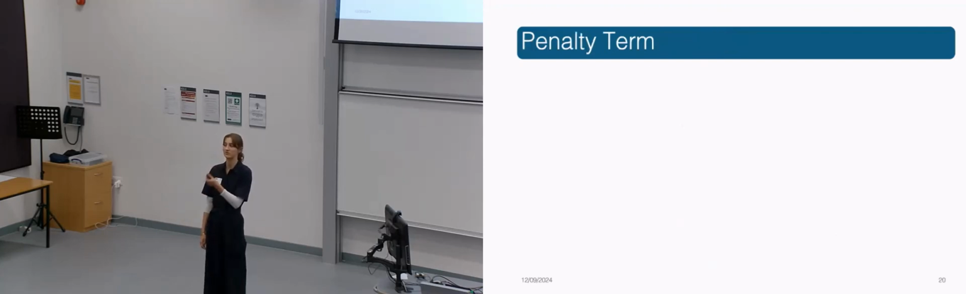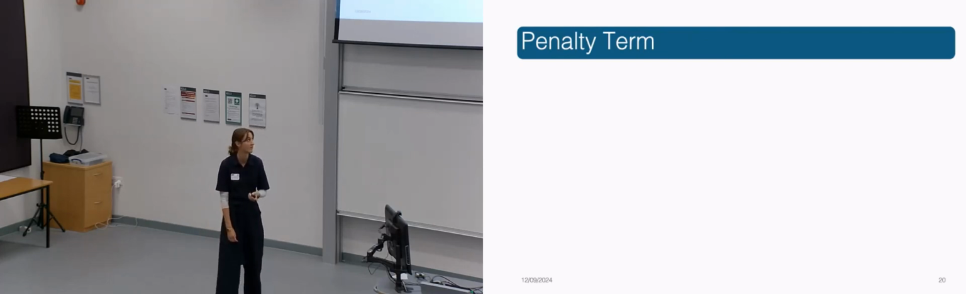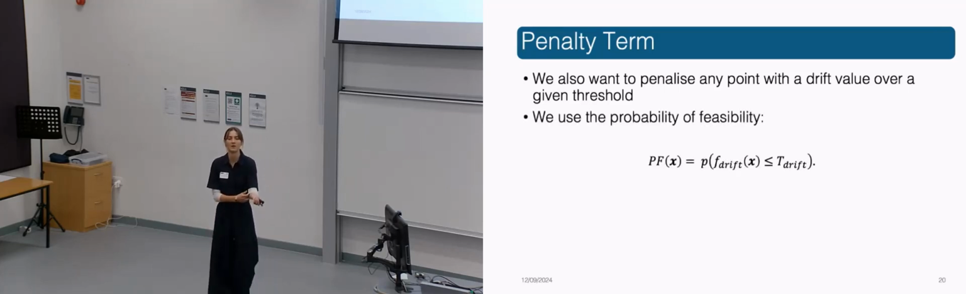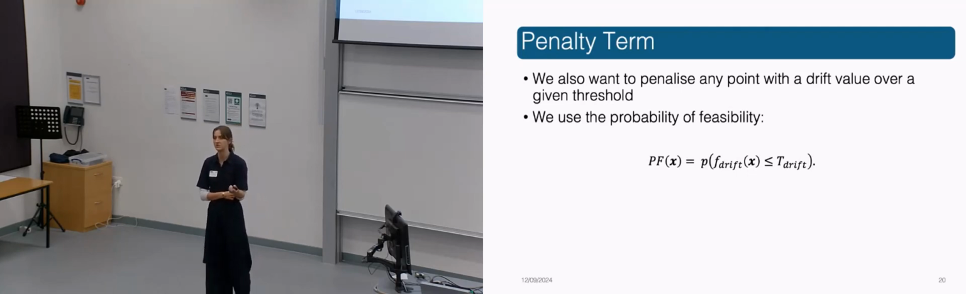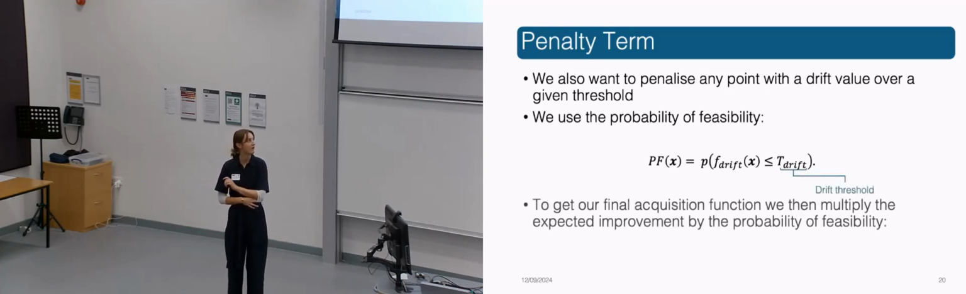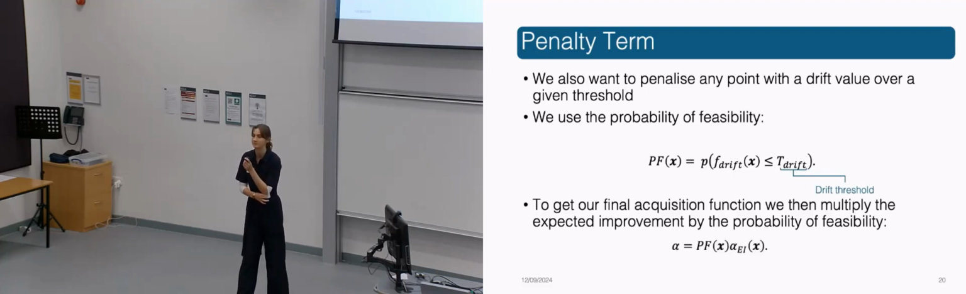But then, remember, we've got this drift term that we want to penalise, and we want it to be below a certain threshold. To do this, we use probability of feasibility. This is actually generally used in the constrained optimization literature. But basically, this is just the probability that our drift is below a threshold. And to create our final acquisition function, we just multiply this by our expected improvement.